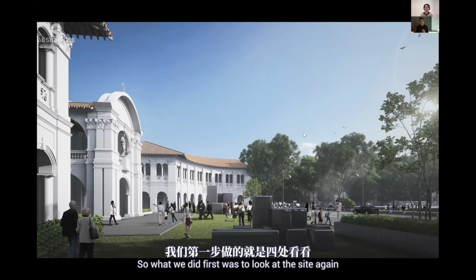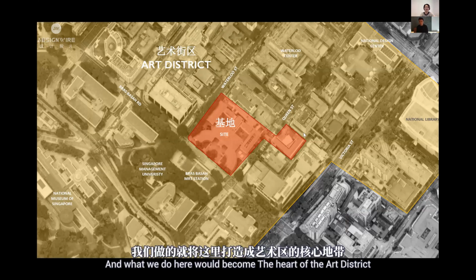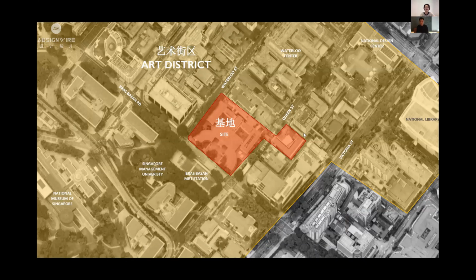So what we did first was to look at the site again, and we realized the site is in the middle of the art district. What we do here becomes the heart of the art district. This is where the subways and students will come. It's more than a museum, it's also an educational center.